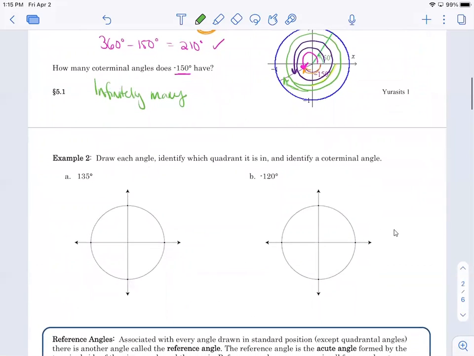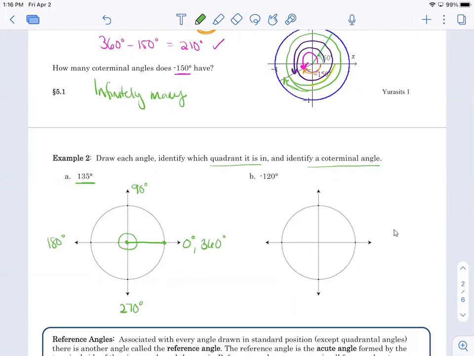So example 2, I want you to draw the angle, identify which quadrant it's in, and then we're going to find a coterminal angle. So 135 degrees. Now let's make a point that remember, we always want to start in standard position. So this would be 0 degrees. If we go counterclockwise, this would be 90 degrees, right? If I go from here to here. And then I keep going. Hopefully you're okay with that. This would be 180 degrees. I go another 90. So that's why this would be 270 degrees. And I make one full rotation, revolution, and I get 360 degrees.